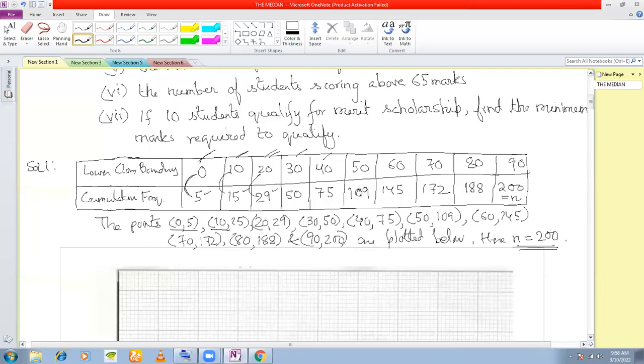The second point that you need to calculate here is 10, 15. Third point will be 20, 29. Fourth point will be 30, 50. Fifth point will be 40, 75, and so on till 90, 200. Right? Now look at the graph.